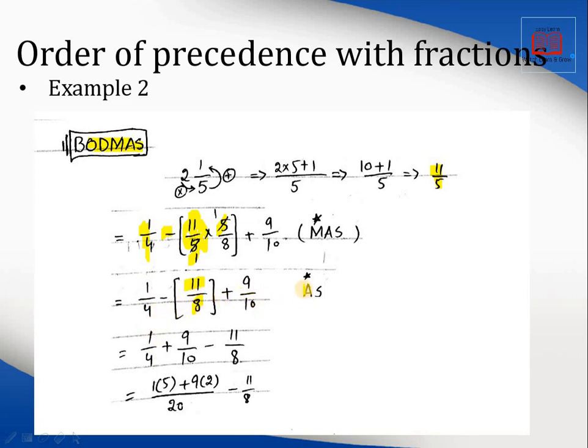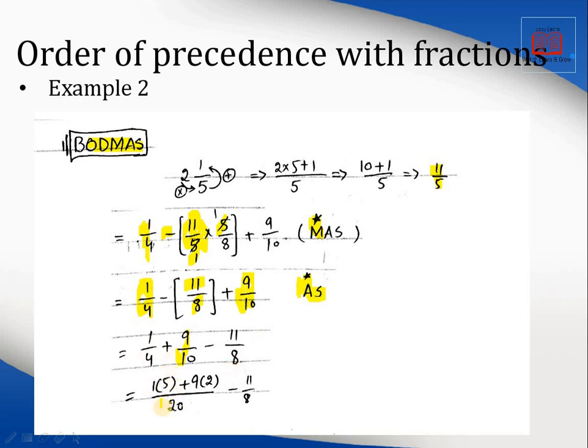Now the next step: you can see that the multiplication is already performed. Now just addition and subtraction. So addition is performed first. As you can see, the star is already mentioned on A. It means we are going to perform addition here first. So 9 by 10 is also a positive number, that is going to be added to 1 by 4 first. So 1 by 4 plus 9 by 10, take the 11 by 8 to the other side.